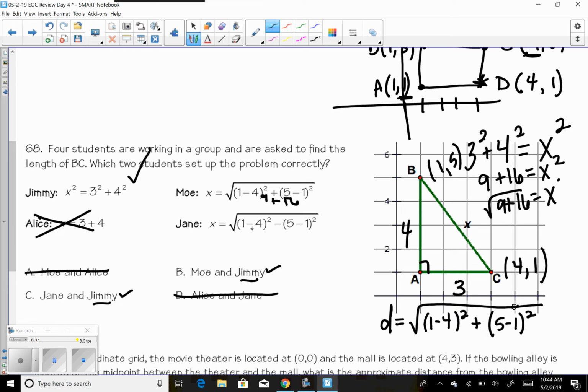Ooh. This gives you 9 minus 16. So the thing about the distance formula is you got to have the plus sign in the middle there, okay? The plus sign in the middle. And if you notice, Jane is subtracting. Distance formula doesn't subtract in the middle. Distance formula adds, just like Pythagorean theorem adds. So the correct answer here is Mo and Jimmy.